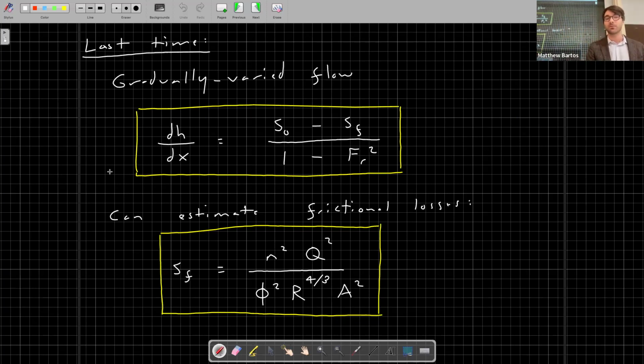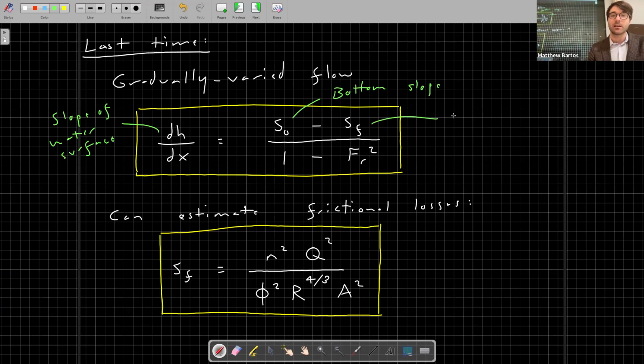We derived an expression for how we can compute the water surface profile under gradually varied flow. We arrived at this expression by using our mass and momentum equations, and we came up with this differential equation that describes the water surface profile. This term here represents the slope of the water surface. S naught is the bottom slope, the slope of the bottom of the channel. SF is the friction slope. And this term here is the Froude number squared.